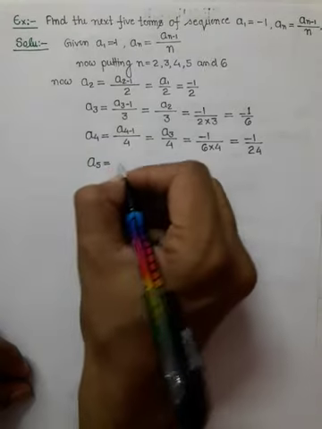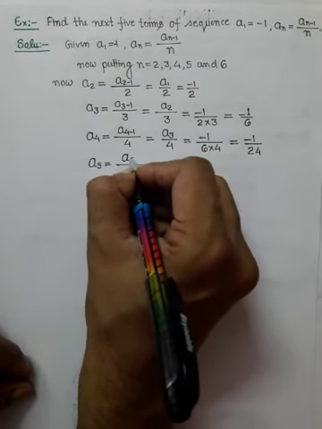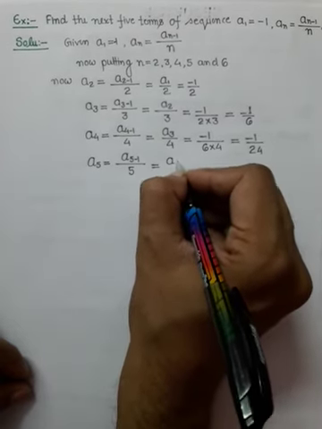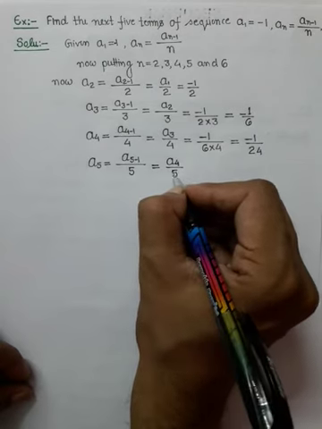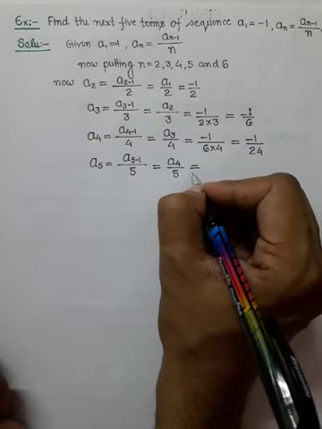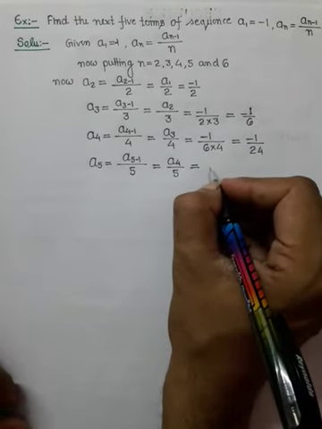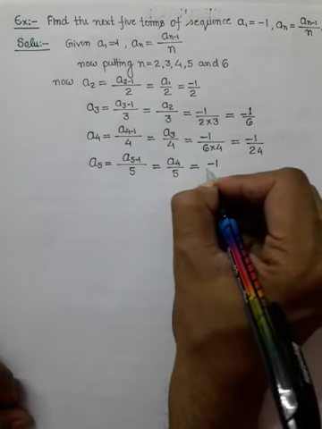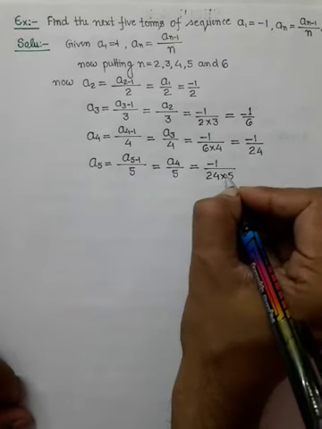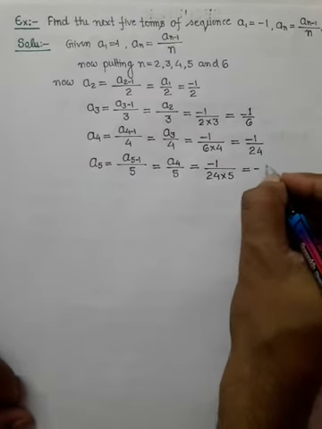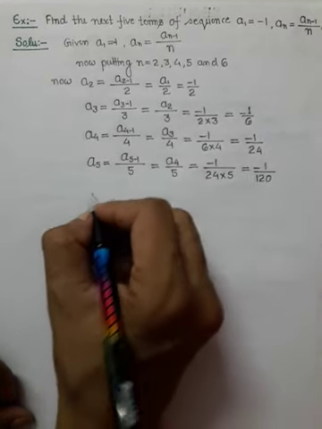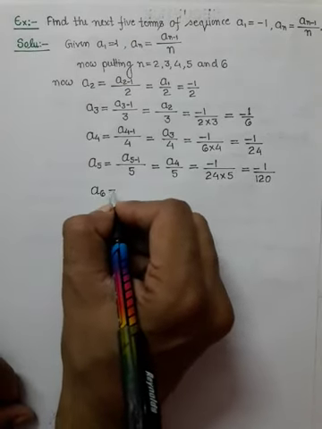Now again the next term will be a5. So a5 is given as a(5 minus 1) divided over 5. So this comes out a4 divided over 5. A4 का वैल्यू हमने पहले ही ऑब्टेन कर लिया है, of course it is -1/24, so -1/24 into 5, so this comes out minus of 1/120.